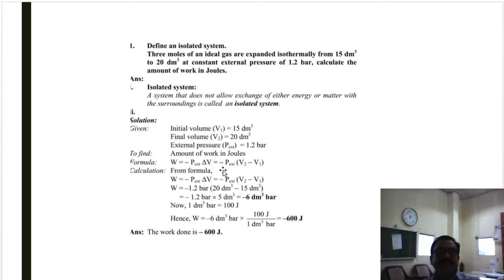मग फॉर्म्युला आता आपण जो बघितलाय मेकॅनिकल वर्क डन साठीचा: w is equal to minus P external into delta V, change in volume that is V2 minus V1. एकदा फॉर्म्युला व्यवस्थित लिहिलं की नेक्स्ट स्टेपमध्ये सगळ्या व्हॅल्यू व्यवस्थित पुटअप करायच्या. व्हॅल्यू टाका: P external 1.2, V2 20 minus 15, that is delta V is equal to 5 decimeter cube. 1.2 into 5, which is equal to minus 6 decimeter cube bar. आपल्याला आन्सर मिळालाय डेसिमीटर क्यूब बार मध्ये. आपल्याला जूल्स मध्ये कन्वर्ट करायचे.